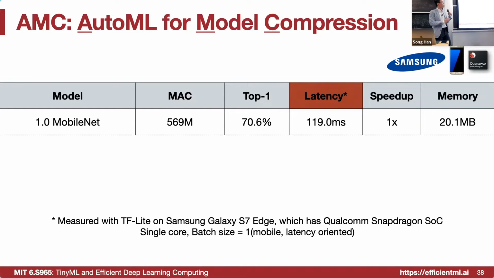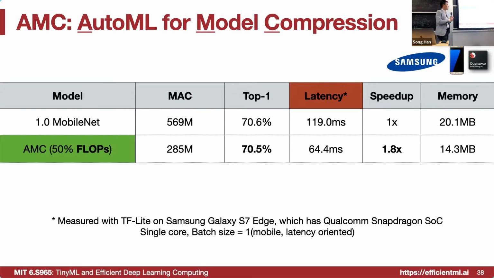And let's see what happens if we prune MobileNet. The original MACs is about 570 million. The latency is about 120 milliseconds on the mobile phone, a Samsung phone. If we reduce 50% of the FLOPs, the accuracy is well maintained, dropped by only 0.1%, but it's 1.8 times faster. And the memory consumption is also smaller.